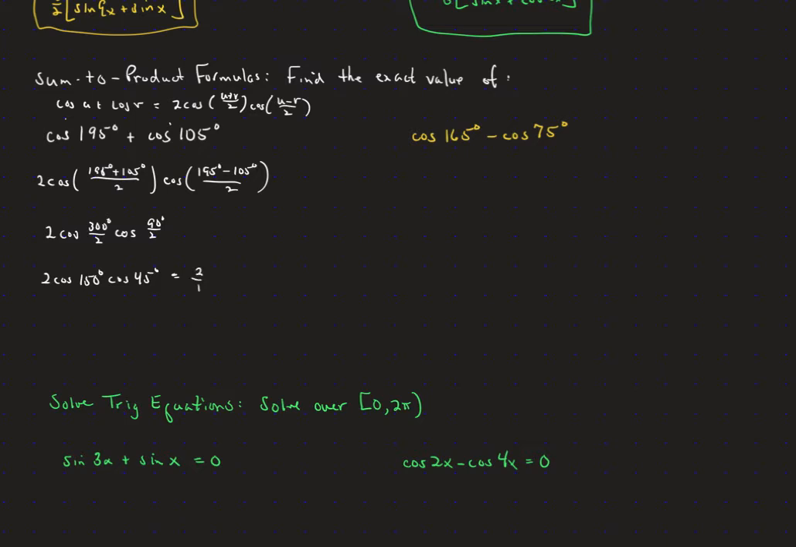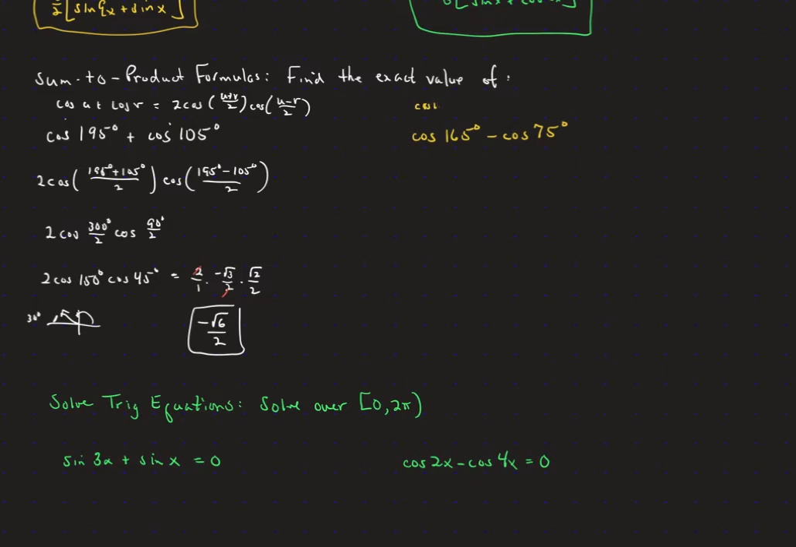So we know that 150 degrees is in quadrant 2, and its reference angle is 30 degrees. The cosine of 30 degrees is square root of 3 over 2. In quadrant 2, that's going to be a negative square root of 3 over 2. Cosine of 45 is square root of 2 over 2. So we can cancel one of the 2's, and then we get negative square root of 3 times square root of 2, which is negative square root of 6 over 2. There's our final answer.